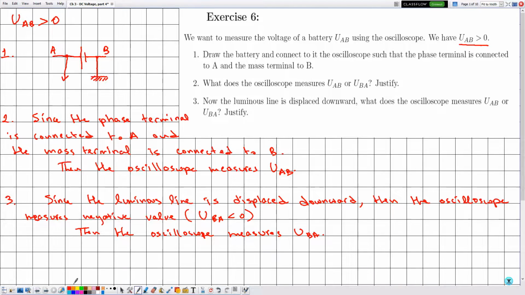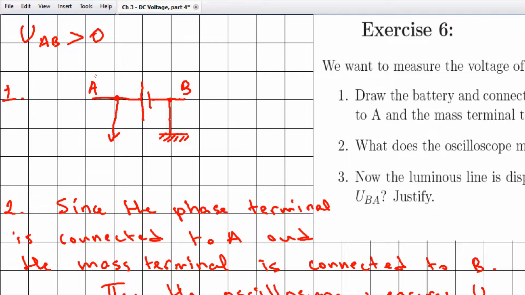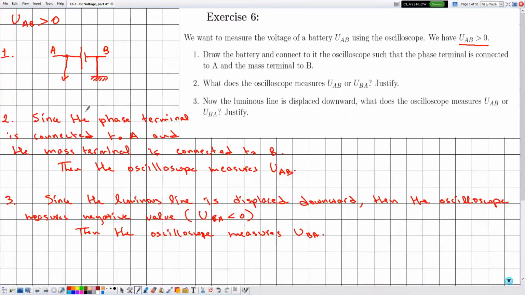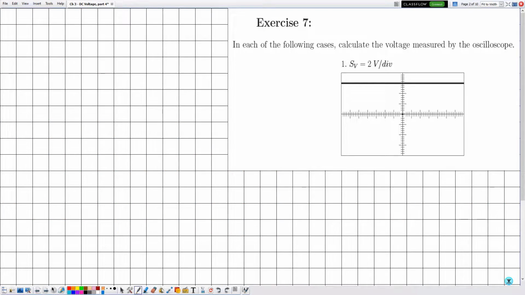In this case, the connection of the oscilloscope will be like this. The phase will be at the point B and the mass will be at the point A. But this is not required from us, okay? Then this is it for exercise number 6.